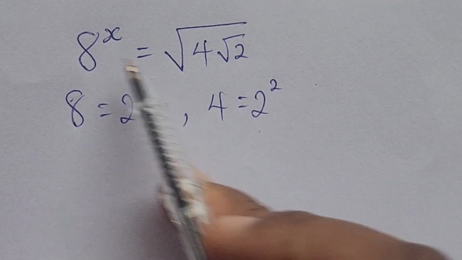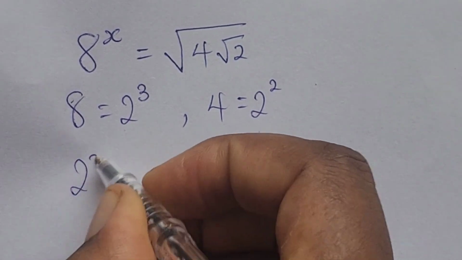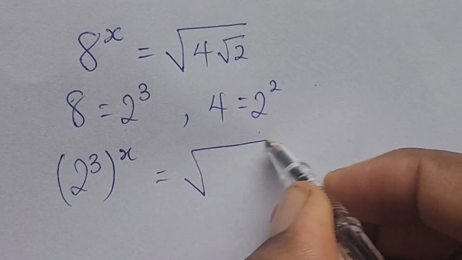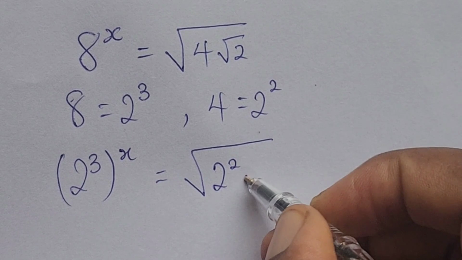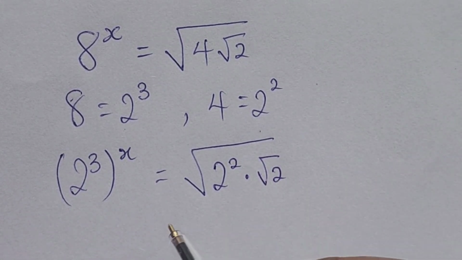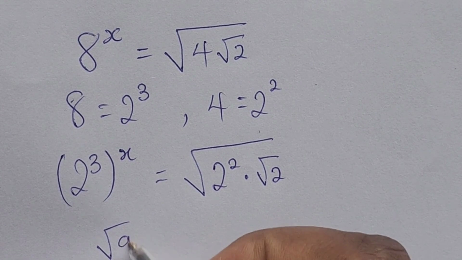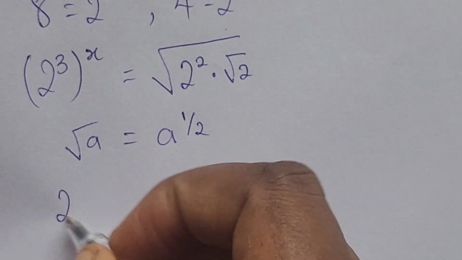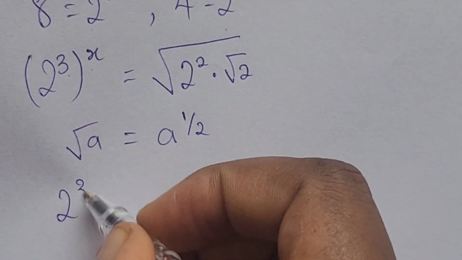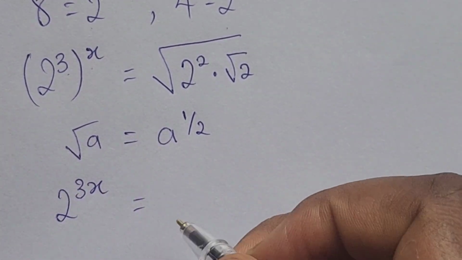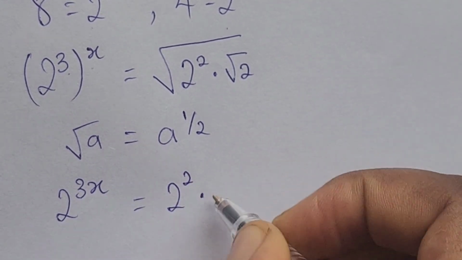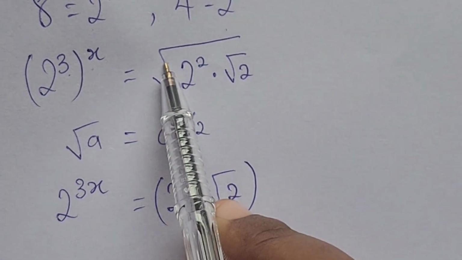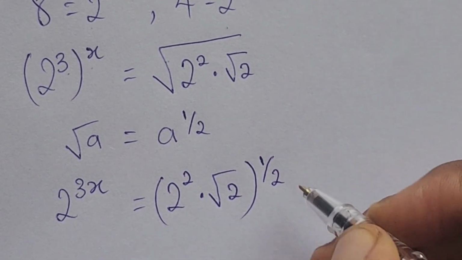So inputting these values, we have 2 to the power of 3 further raised to the power of x equal to the square root of 2 to the power of 2 times root 2. Let's recall that the square root of a is the same as a to the power of 1 over 2. Multiplying the powers, we have 2 to the power of 3x equal to 2 to the power of 2 times root 2, all to the power of the square root, which we can write as 1 over 2.